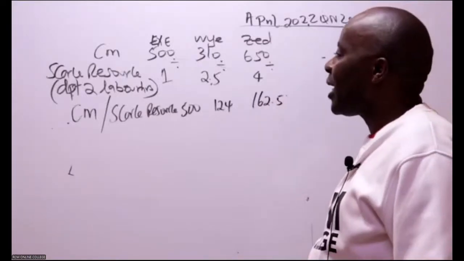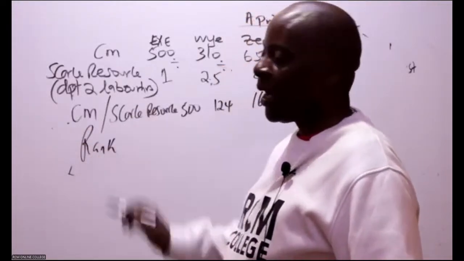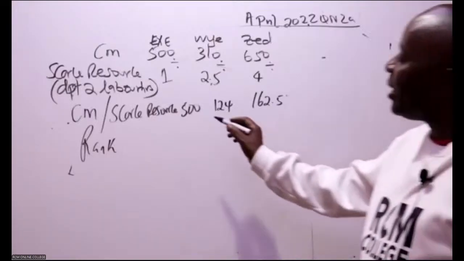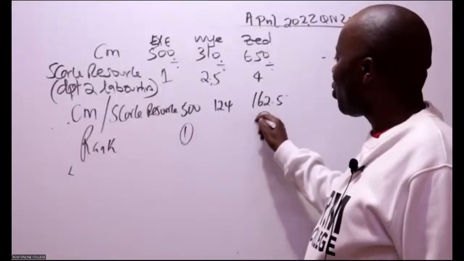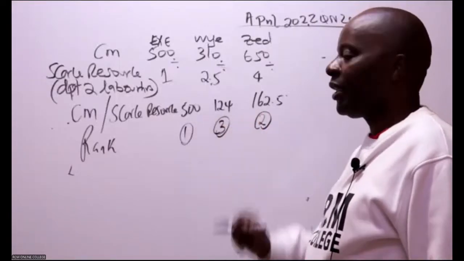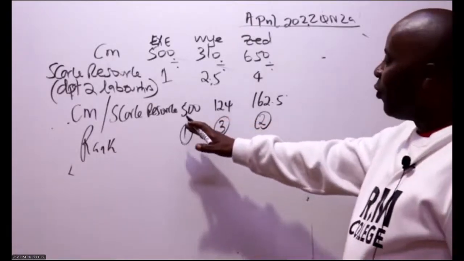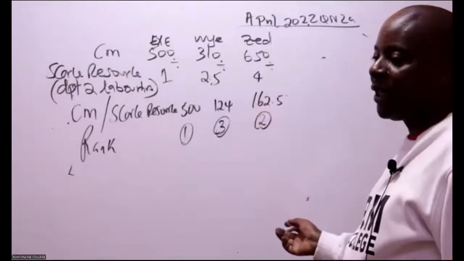Then second last thing, go ahead and rank. Remember, the higher, the better. So which one takes up number 1 in terms of this quotient? This will be number 1, this will be number 2, this will be number 3. So number 1 will be this one with 500, followed by 162.5 which is higher, and then this takes up number 3.